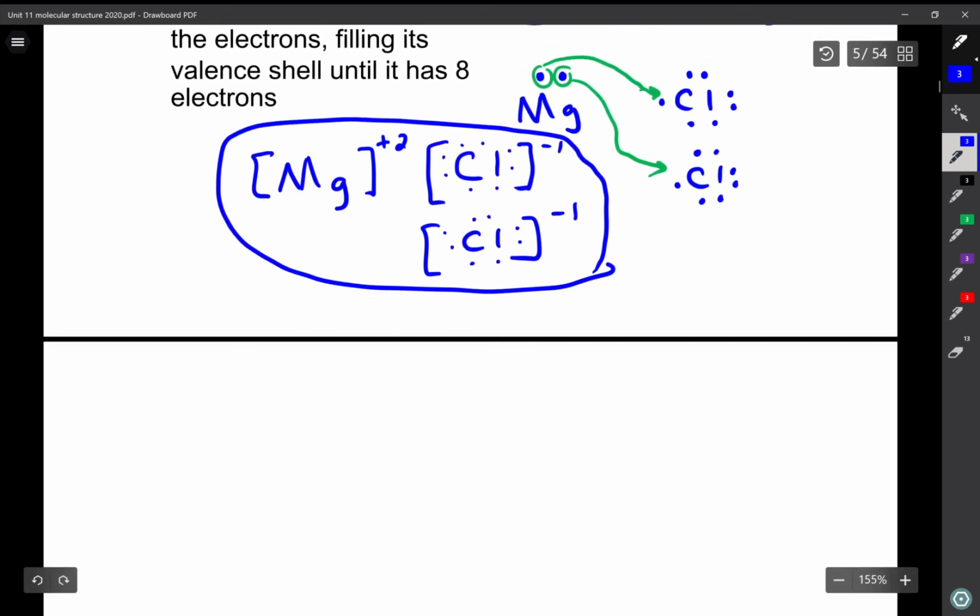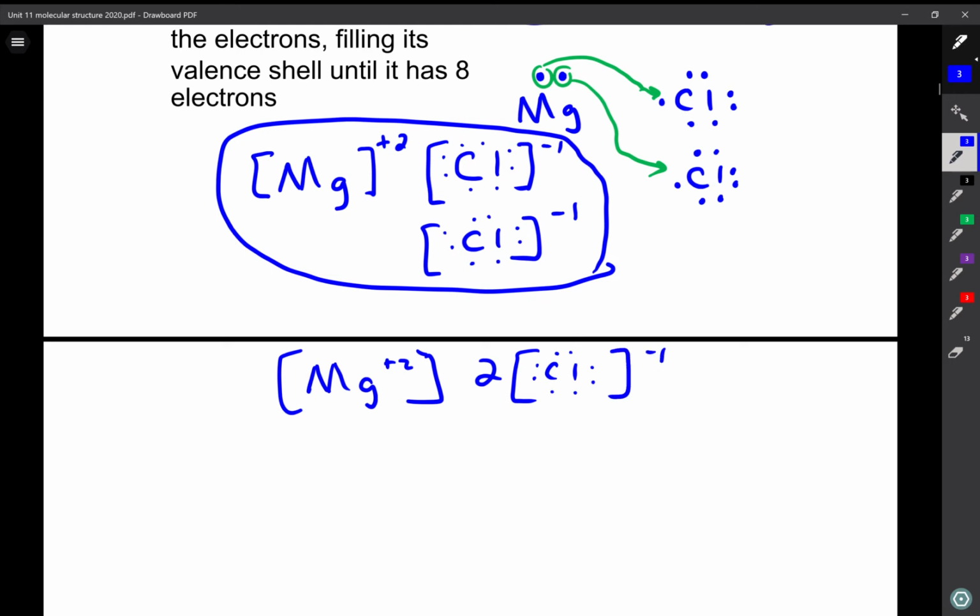Now, for simplicity's sake, this is also acceptable. Mg +2 in brackets, and then a 2 to show that you have 2 chlorine ions with a -1 charge, which balances out the +2 for magnesium, and the +2 goes on the outside here. I apologize. So there you go.